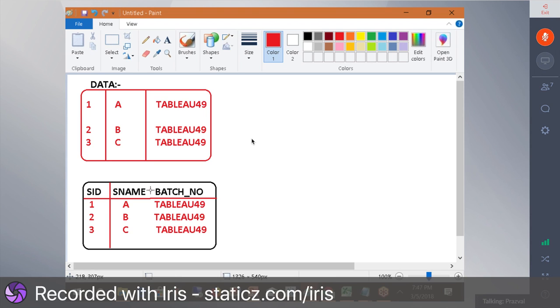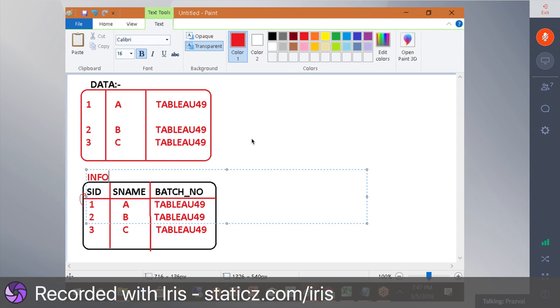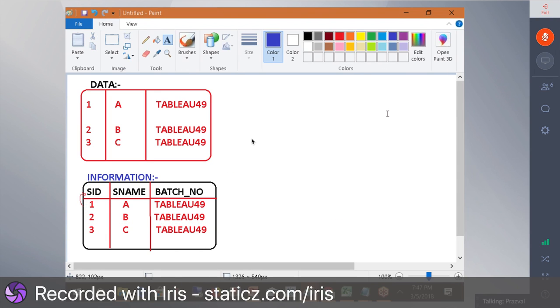Now what exactly do 1, 2, 3 indicate? Student IDs. What do A, B, C indicate? Student names. Then what does W 49 indicate? For every value you are seeing here, there is some definition at the top. We could understand this. It is called information. Meaningful data is known as information, or anything which is understandable by humans. Humans can understand information, but humans can't understand the data. The system can understand data.